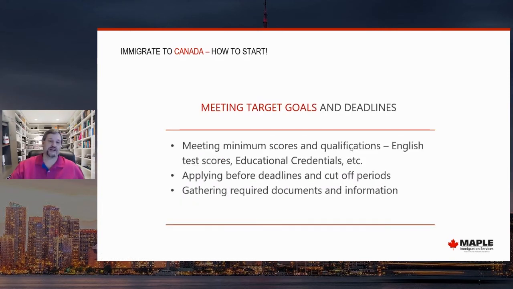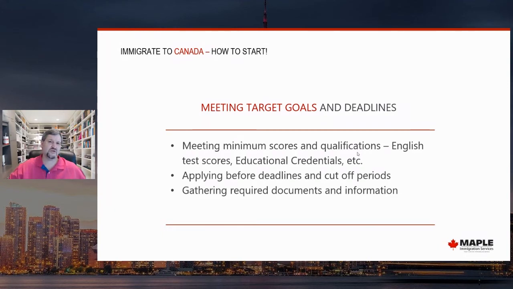Okay. Meeting target goals and deadlines. Meeting minimum scores and qualifications. So that's pretty obvious in terms of a program, but English test scores and credentials. So it's better to understand what those are first and where you sit prior to actually just going down the pathway of like, I want to go to Canada. So you need to know that.